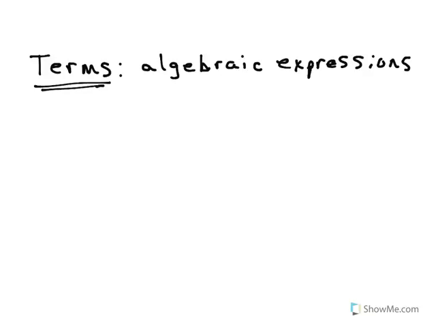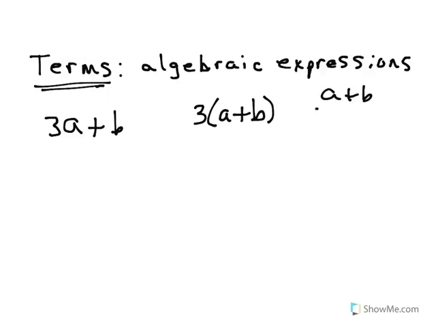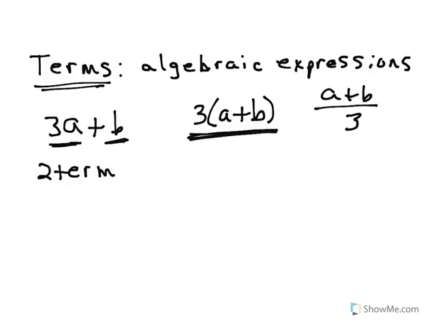Terms are algebraic expressions, such as 3a plus b, or 3 times a plus b in parentheses, or a plus b divided by 3. These are all terms. Now here in 3a plus b we have two terms. 3a is a term and b is a term. But when it is attached to parentheses, that's only one term. So here we have two terms, and here we have one term. Also, when they are grouped with a division symbol, that is one term.